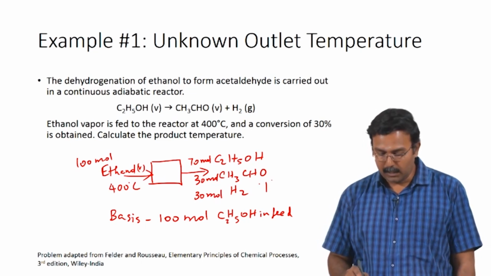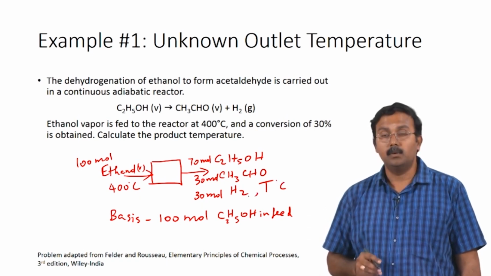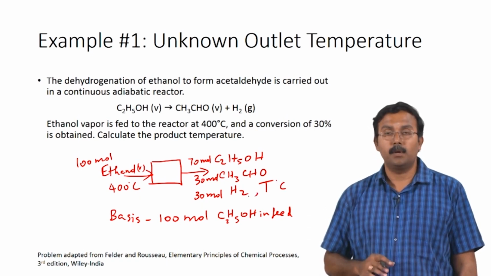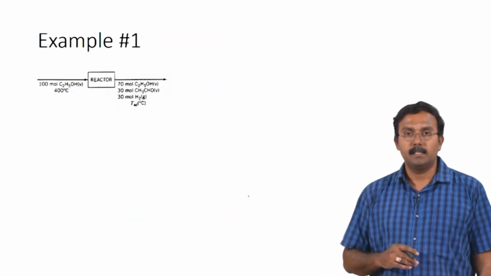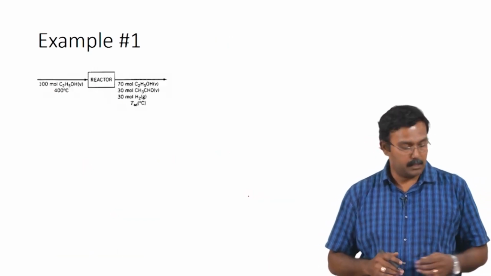You are asked to calculate the temperature at which they are leaving; let us just call that T degrees Celsius. So, now this is the flow chart and this is the process for which we need to identify the outlet temperature. Let us see how we go about performing the calculations.